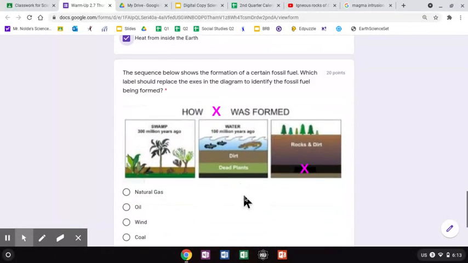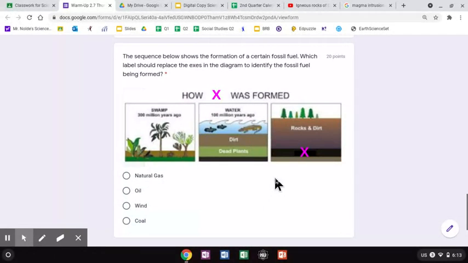All right, the sequence below shows the formation of a certain fossil fuel. What label should be placed on these X's in the diagram to identify the fossil fuel being formed? So we have a swamp millions of years ago. Then we see that those dead plants are buried by dirt, water, and then eventually those dead plants are here. And so what do they form?